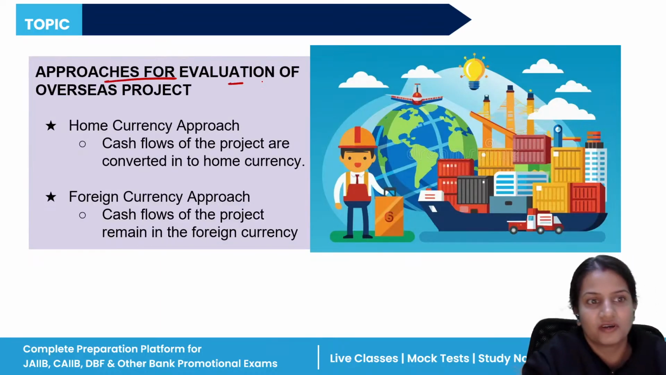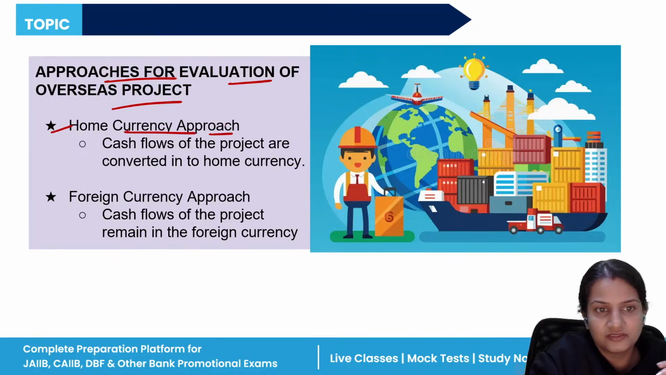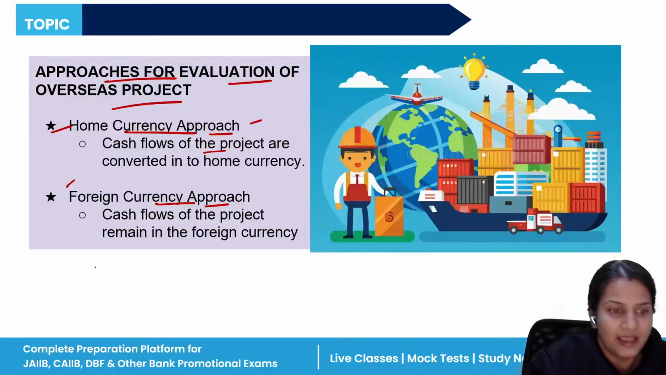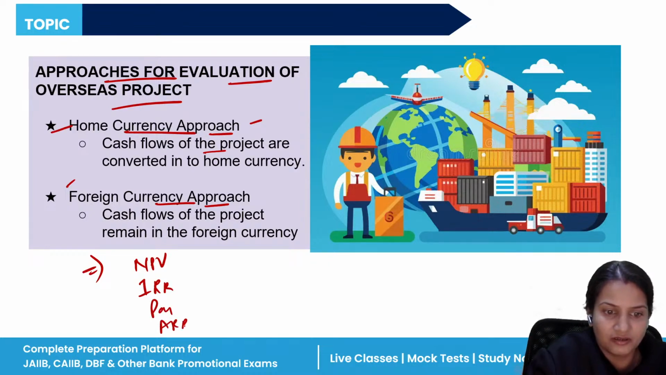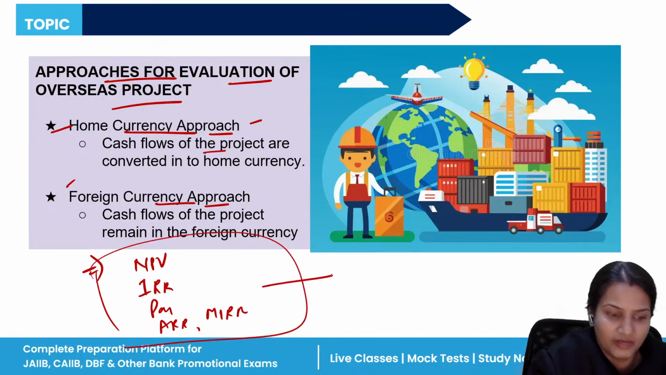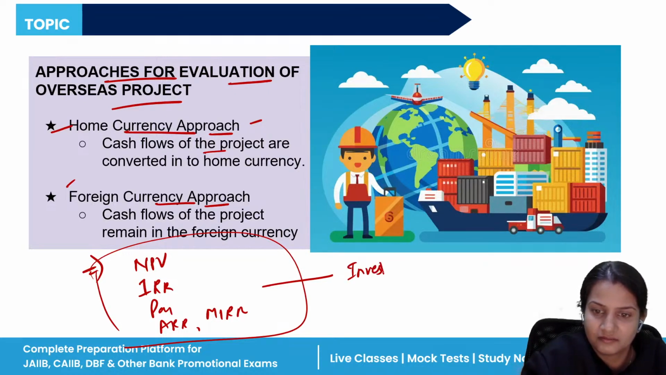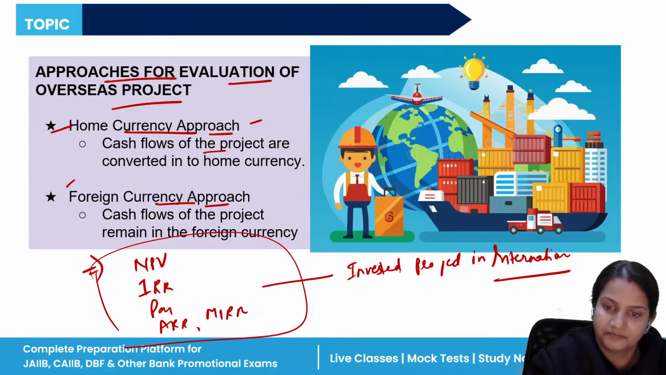Now, next, what are the approaches for evaluation of an overseas project? The home country approach says what? All of the cash flows of the project first have to be converted into the home country currency. This is included under the home country approach. And if we are opting for the foreign country approach, then all the cash flows of the project will be converted into the foreign country currency. So there are two types of approach and in every method the same NPV will be there, the same IRR will be there, payback period, average rate of return, MIRR, all methods will be the same, to calculate the proper risk, proper return of the projects invested in an international country. Done.